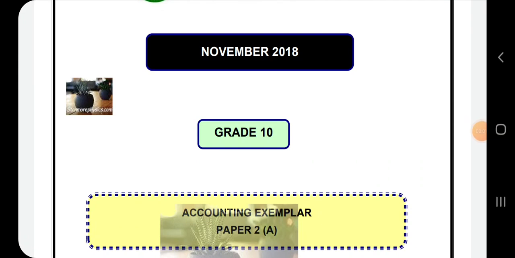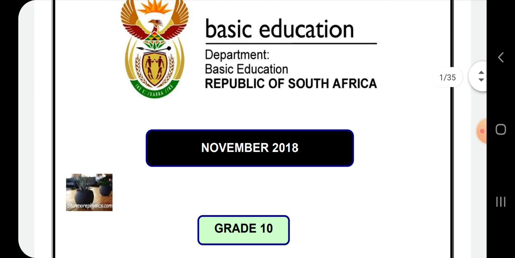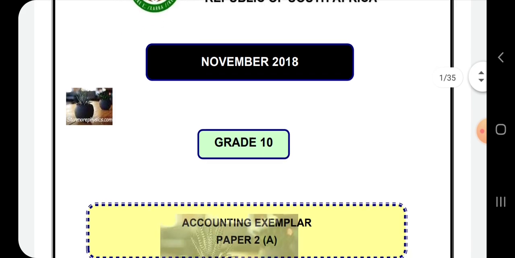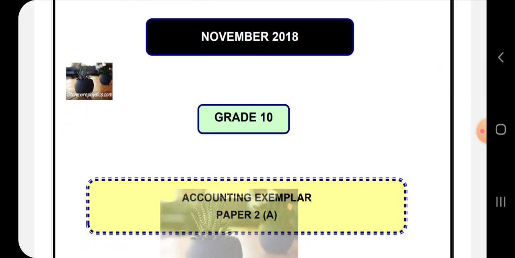So today we'll be doing paper 2. This is an exemplar from 2018 from the Department of Basic Education. You can download this paper from the Stanmore website. If you search for grade 10 accounting past question paper on Google, the Stanmore website will pop up, and then you just click on it, and you have a whole lot of question papers to choose from. And without wasting more time, let's get into the video.